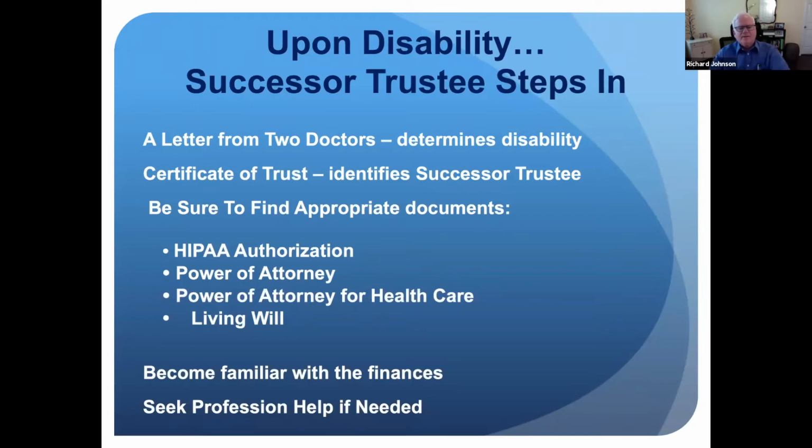But if you are incapacitated, then a certificate of trust will be issued that identifies who the successor trustee is and really appoints them as the trustee. If a trustee is going to serve after you, then you need to make sure that they have the appropriate documents, because they need a HIPAA authorization, they need a power of attorney, a healthcare power of attorney, and the living will, because they may need to get information from a doctor to determine if you're incapacitated or not. Doctors won't talk to you unless they have a HIPAA authorization.